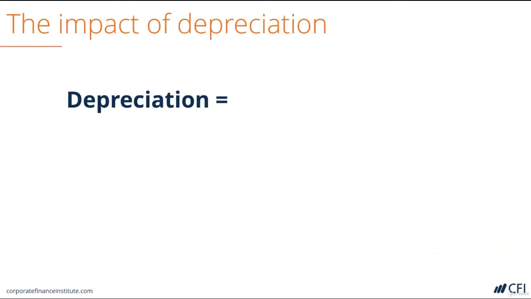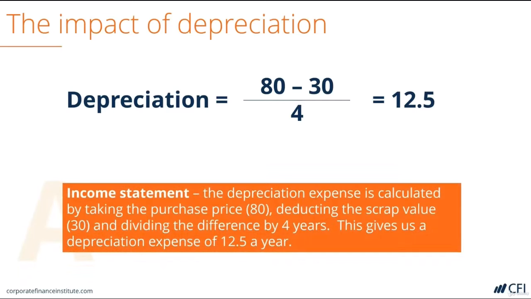Let's look at depreciation in more detail. On the income statement, we record a depreciation expense. We calculate that expense by taking the purchase price of the equipment, subtracting the scrap value at the end of its life, and dividing it by the number of useful lives that it has. When we make that calculation, the result is a depreciation expense of $12.5 per year for 4 years. This is what will be recorded on the income statement for each of the 4 years that the asset is depreciated.